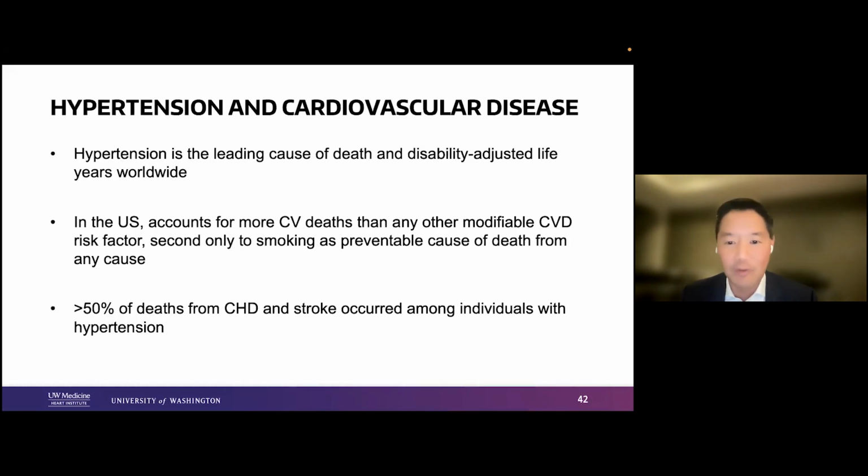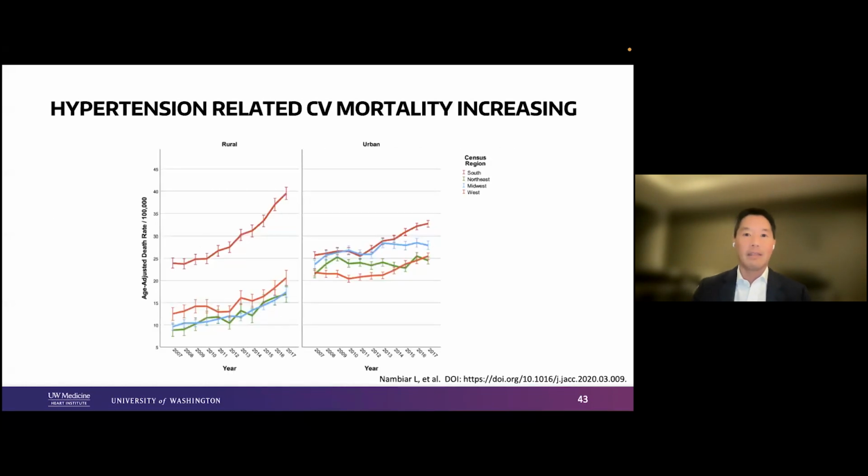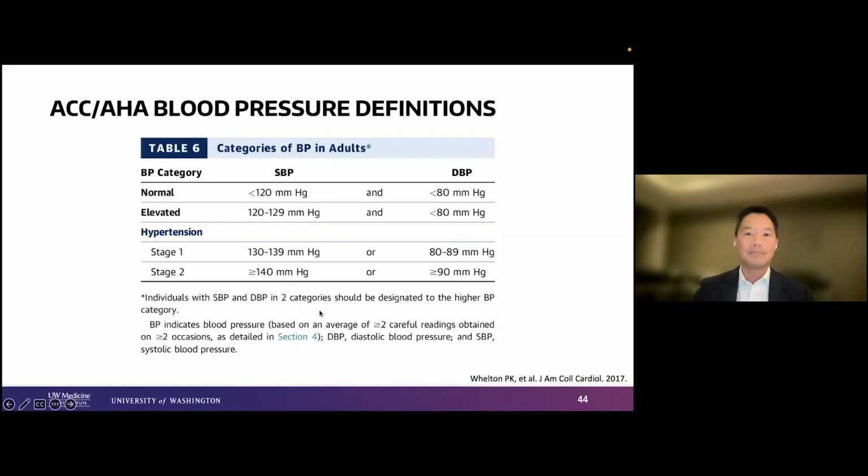All right, we're going to talk about a few more risk factors. So hypertension is a major risk factor for heart disease, and it's really probably the most important cardiovascular risk factor aside from smoking as a preventable cause of death. And we can see that there's an alarming trend that cardiovascular mortality has been increasing in the United States. And you can see that rural areas, especially in the South, have higher age-adjusted mortality over the last 10 years, whereas urban areas have higher mortality than most of the rural areas, depending upon the region.